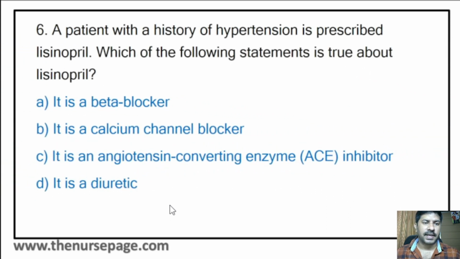Then sixth question, a patient with a history of hypertension is prescribed lisinopril. Which of the following statements is true about lisinopril? It is a beta blocker, it is a calcium channel blocker, it is an angiotensin converting enzyme, that is ACE inhibitor, or it is a diuretic. So here one clue is pril. So how to identify? Correct answer here option C, that is lisinopril belongs to an ACE inhibitor, angiotensin converting enzyme inhibitor. Angiotensin converting enzyme inhibitor medicines will end in pril.